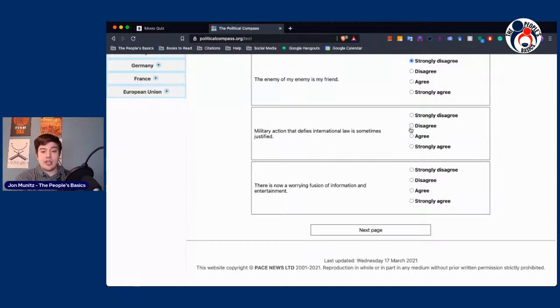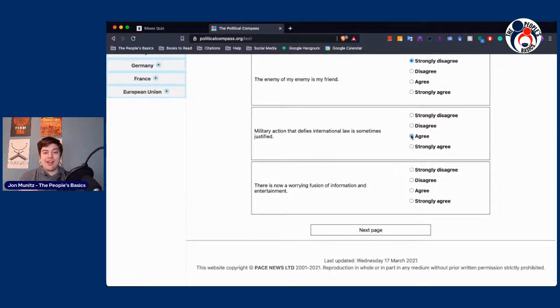Next, military action that defies international law is sometimes justified. I'm actually going to semi-agree on that. Like, I don't want to strongly agree on that, but here's the thing. To say otherwise is to say that every international law that is dictated is just. And I don't think that is inherently the case. There are going to be laws that are unjust, and countries are justified in not following those laws. Now, mind you, 99% of the time, they're solid laws. I'm not saying that most of the laws are bad, but this is very absolutist.